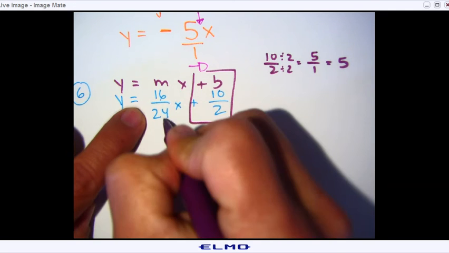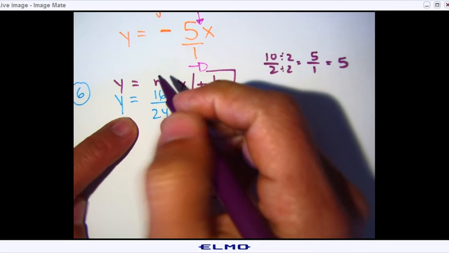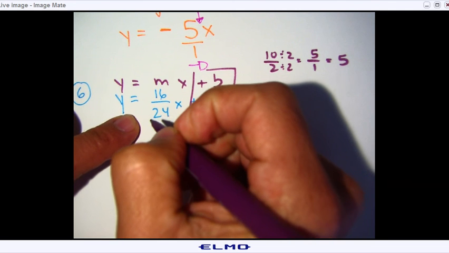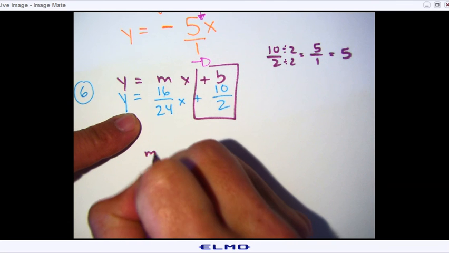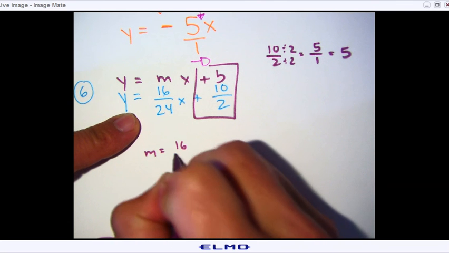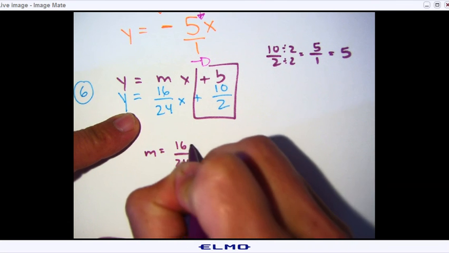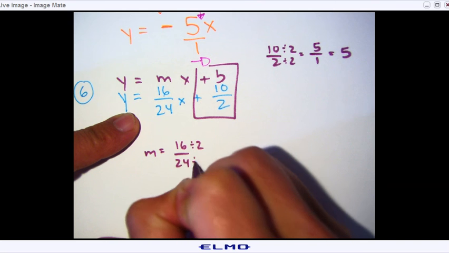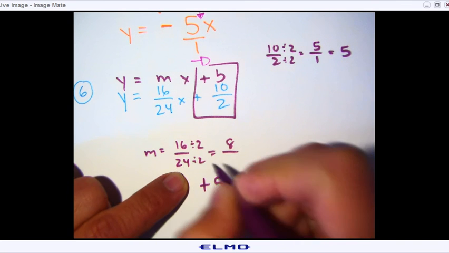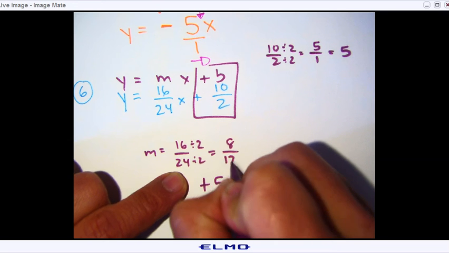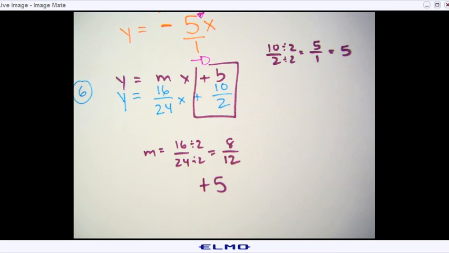Now, what about 16 over 24? Oh, I can't graph that. It's going to go out of the graph grid. Sorry. All right. So let's go ahead and simplify it. 16 over 24, I'm going to divide by 2, which is 2 times 8 is 16, and 2 times 12 is 24. Can I keep going?